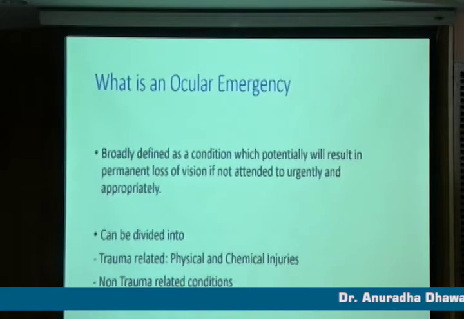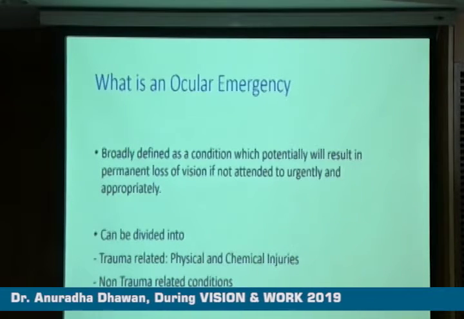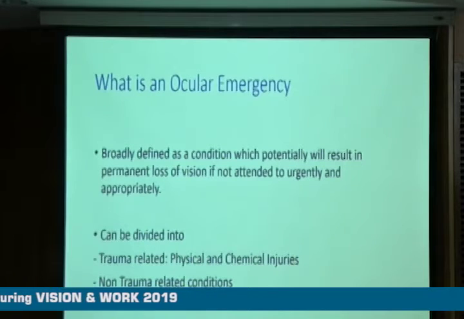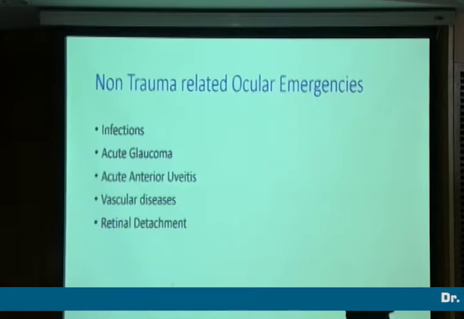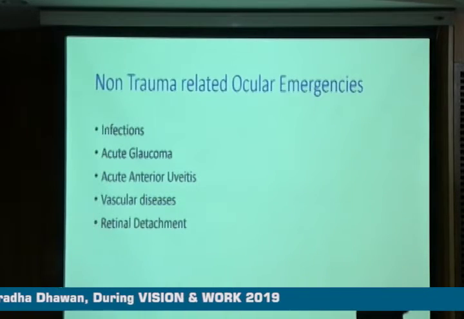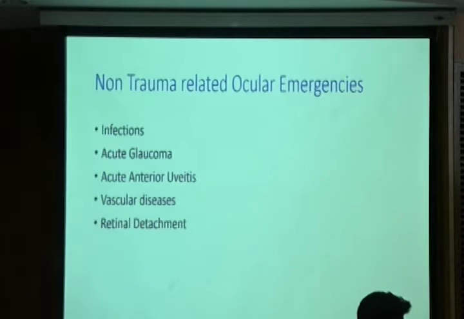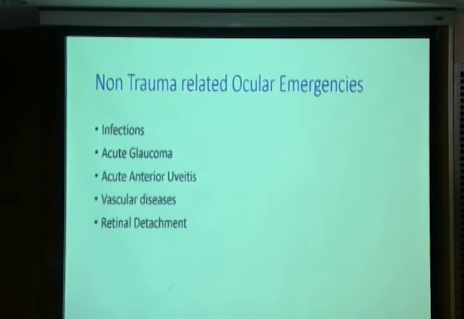So it can be divided into trauma-related, physical and chemical injuries, which, as I told you, chemical injuries have been discussed, and the physical trauma will be discussed in detail by sir. So I will be concentrating on the non-trauma related conditions. Most of these conditions are, again I'll emphasize, not the actual emergency, which we mean by that they are to be treated there and then only, but they need a proper diagnosis at a proper time, and after instituting an appropriate first aid, they have to be referred to an ophthalmologist in time. So these include infections, acute glaucoma, acute anterior uveitis, vascular diseases, and retinal detachment.